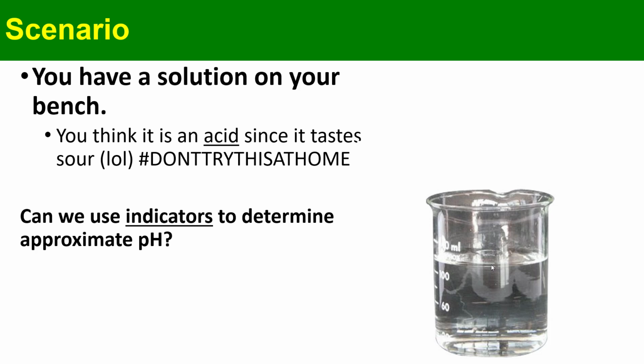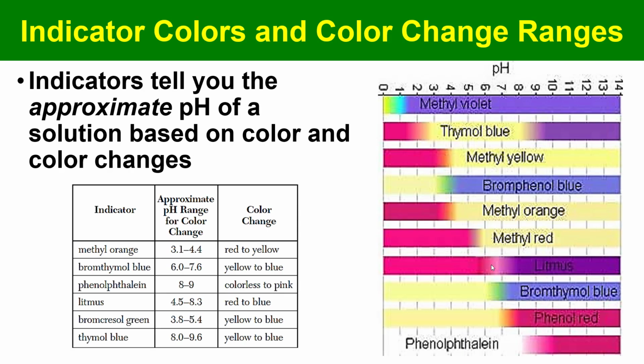Now, you could very well dip your finger in that and taste it, and you know if it's bitter, it's a base, and if it is sour, it's an acid, but that's dangerous, so don't try that. The idea is we need to find an alternate solution, and one of those is to use acid-base indicators to determine the approximate pH. An acid-base indicator is a chemical that can tell you the approximate pH of a solution based on the color that it is when it is dropped in there, or based on the color changes that it undergoes if a solution is manipulated.